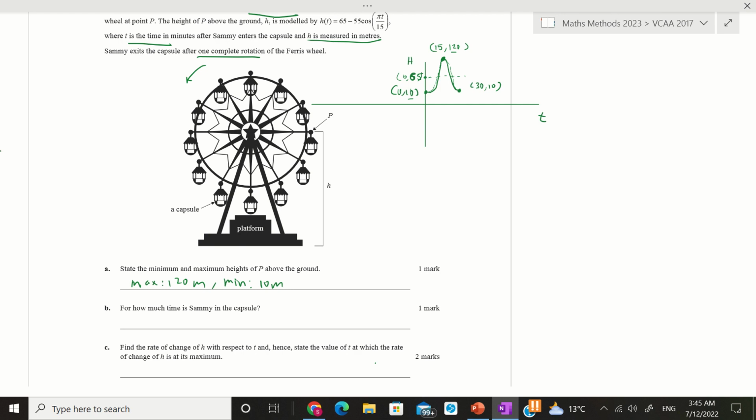But another way we can do that is to do 2 pi divided by n, where n is the coefficient of the variable inside the trig function. So 2 pi divided by pi on 15, which is the same as 2 pi times 15 on pi. The pi's cancel out, and I get 30 minutes. Okay, cool. That's part A and part B.